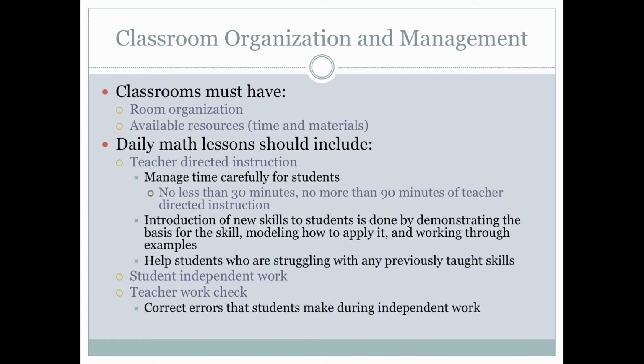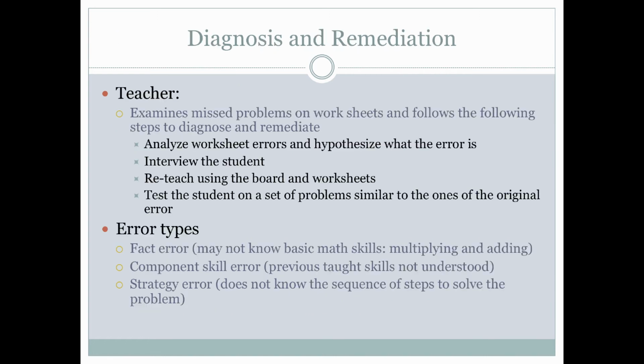Teachers then need to do a work check, and they need to correct the errors that they find, not by giving them the right answer, but is this a fact error? Is this a component skill error? Or is this a strategy error? Is it a fact because they don't know their multiplication tables? Teach them. Is it a component, some previous strategy that they haven't gotten, or they've gotten but they've lost, and so kind of reteach that, not a huge deal.